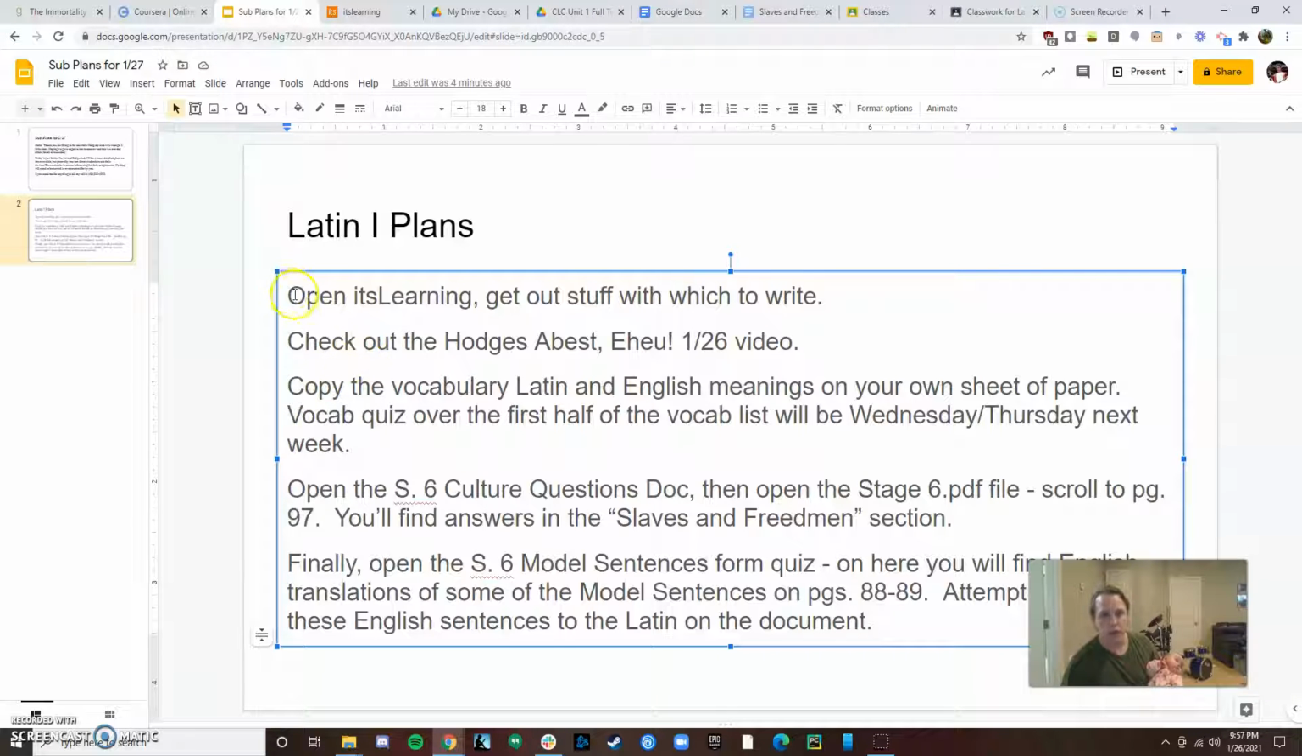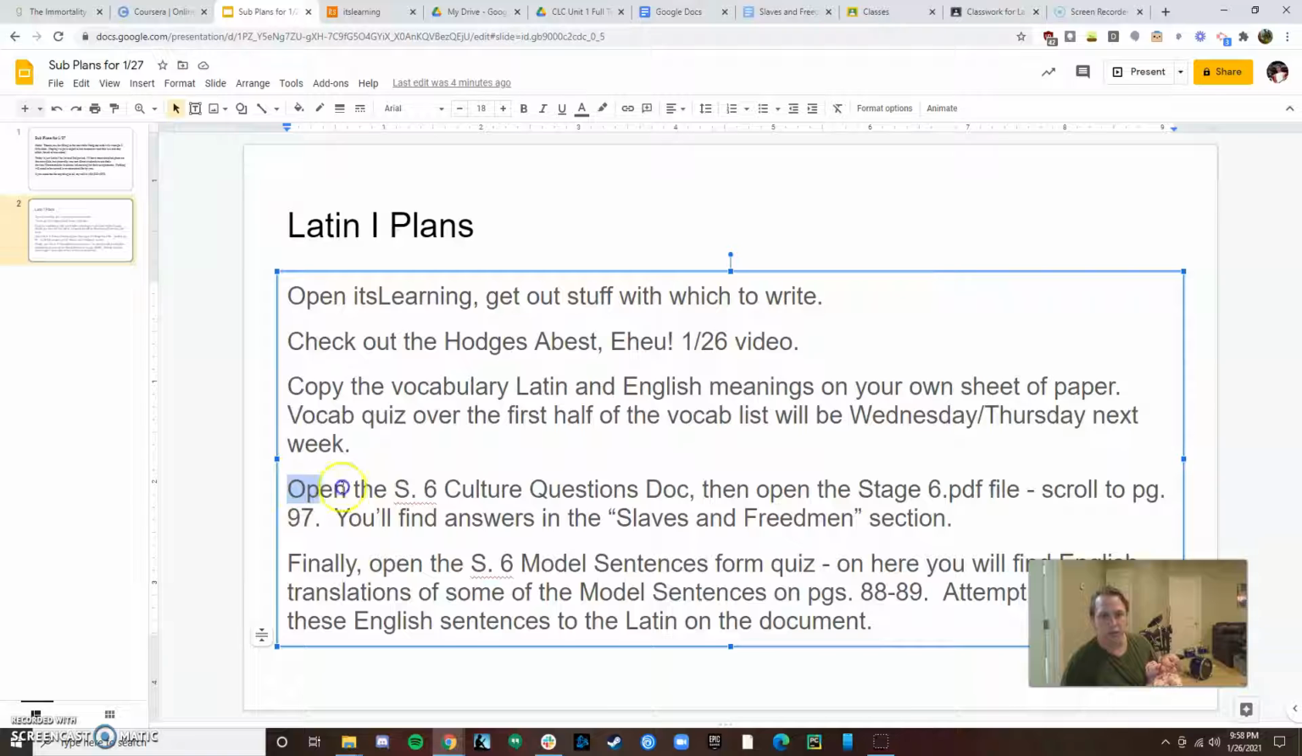So, step 1 today, open Itslearning. Get out stuff with which to write. Open this video that you are watching right now. This 3rd step says, copy the vocabulary, Latin and English meanings on your own sheet of paper. Vocab quiz over the first half of this vocab will be next Wednesday or Thursday.